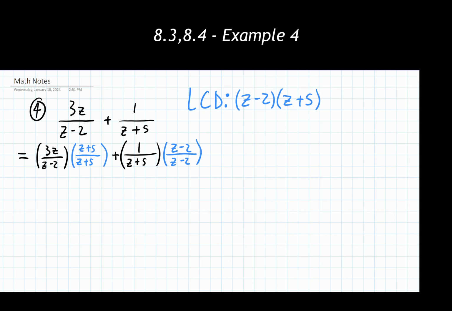Now I can actually multiply these things together. Let's see what it looks like. Our new numerator, the first part, is going to be 3z times z plus 5. And the denominator is going to be z minus 2 times z plus 5. The second one is going to become z minus 2, and the denominator is z plus 5 times z minus 2.